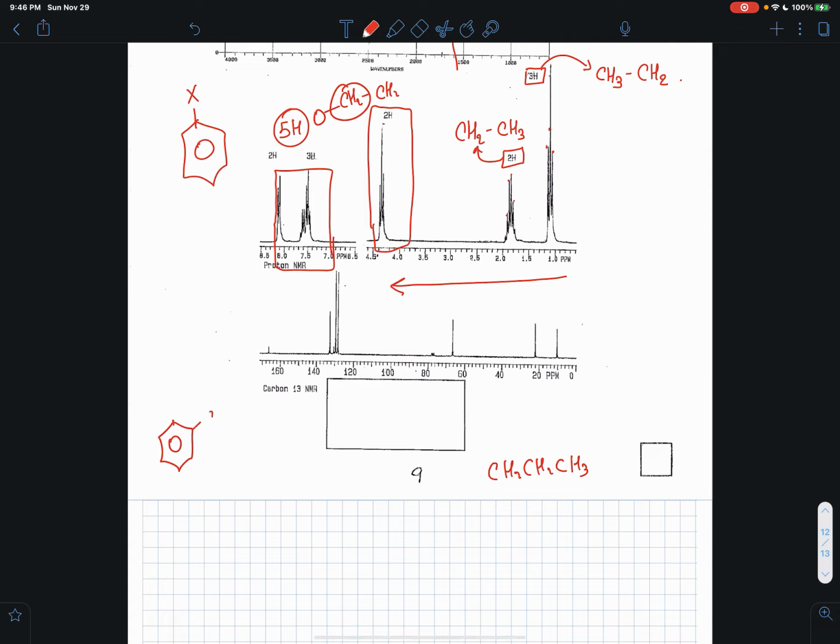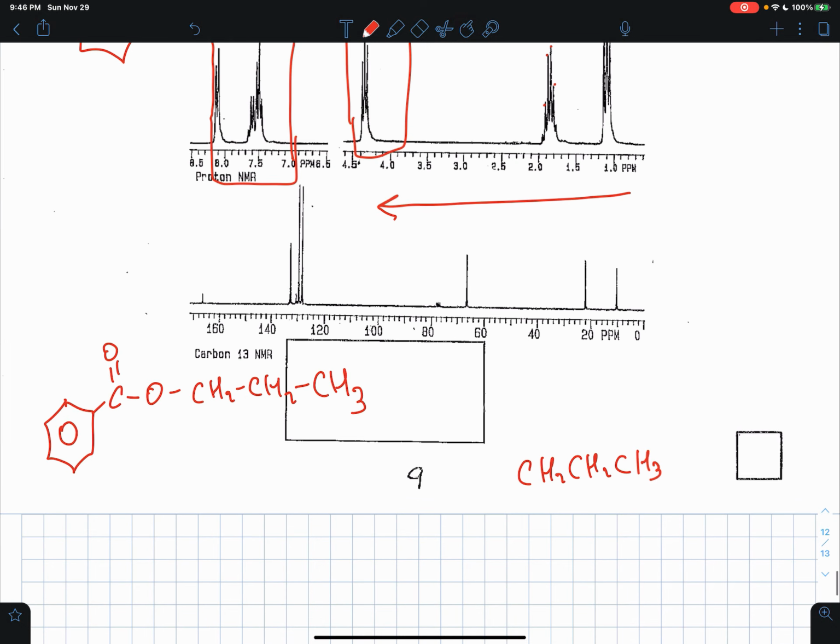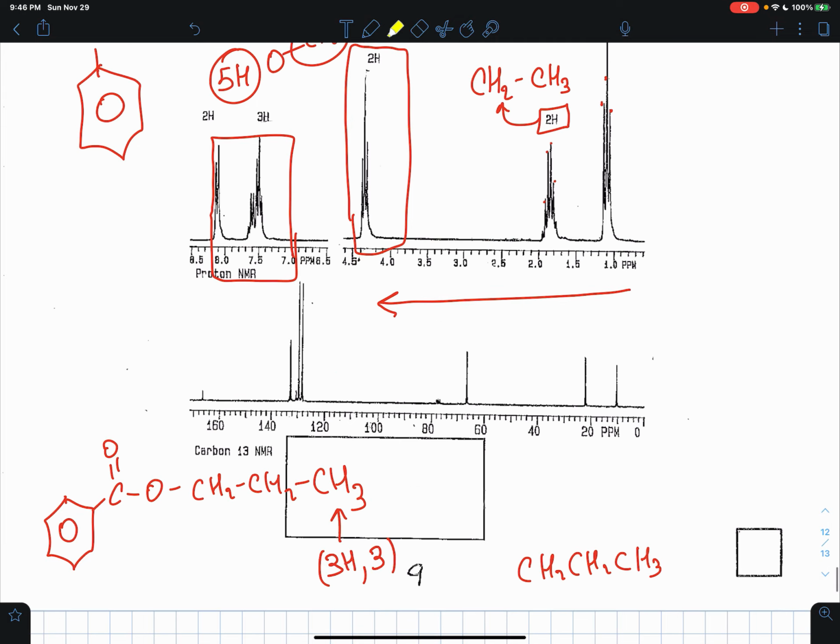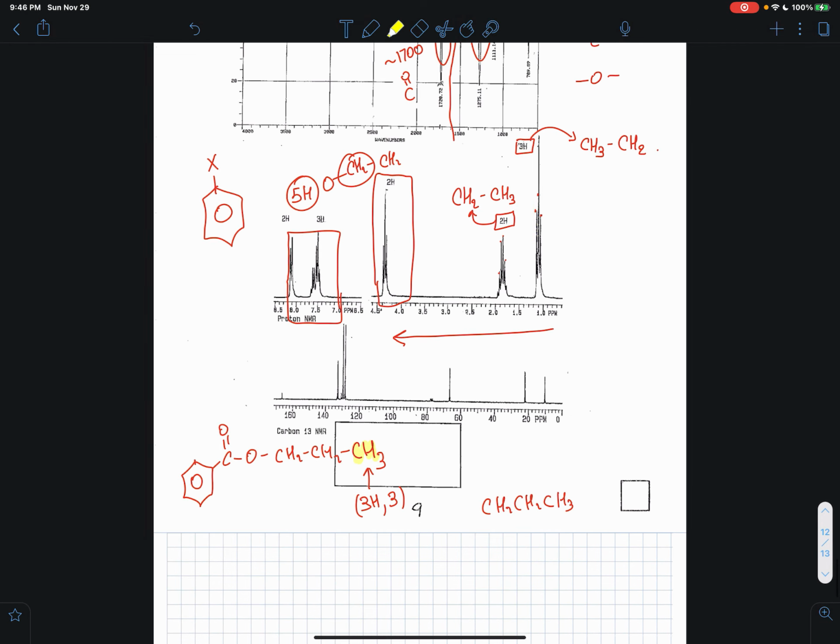So I'm guessing it's gonna be C double bond O, oxygen, CH2, CH2, and then CH3. So now let's look. What I like to do here is I look backwards. So what I mean by that is I look at this CH3. I know this has to be a 3H with 2 plus 1 is going to be 3 peaks. So that CH3 is represented by this thing, right?